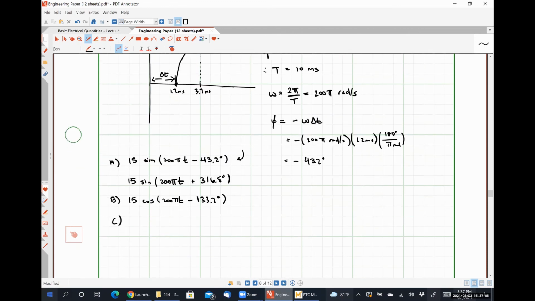And then for part C, I would take the complex number 15 angle negative 133.2 and convert it to its rectangular format, where I would get negative 10.268 minus j 10.934, and recognize that this guy right here is C3, and this guy right here is negative C4. And I'm done.